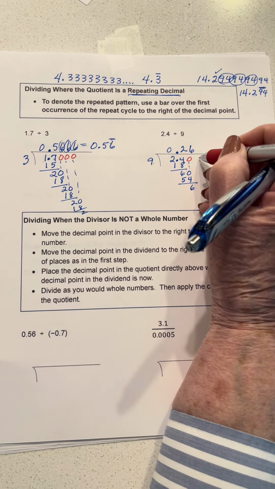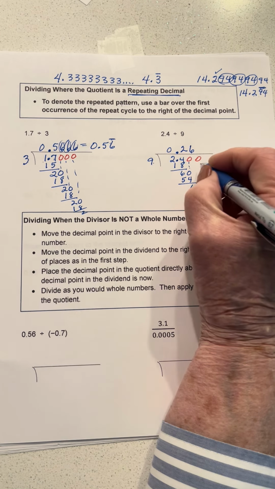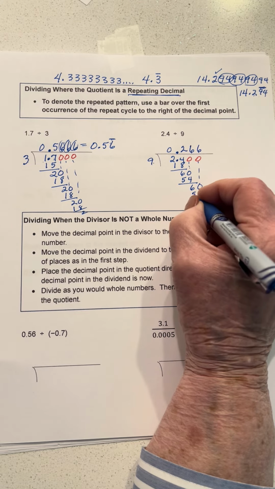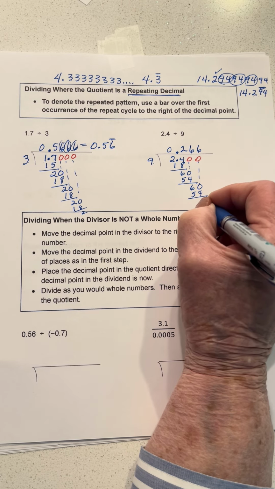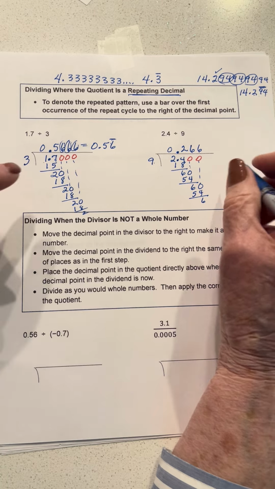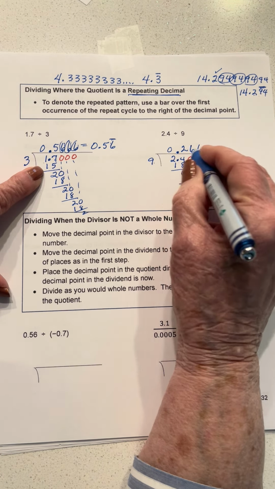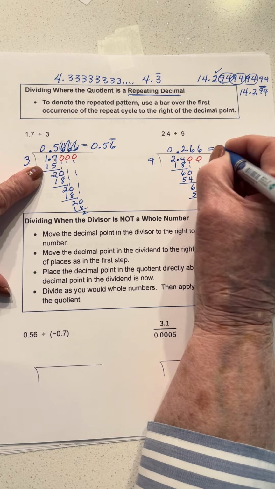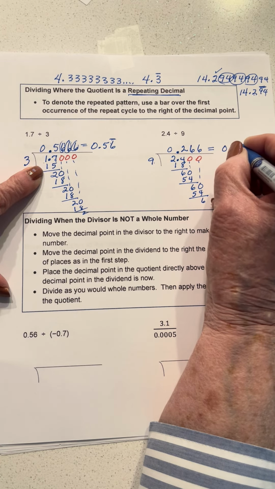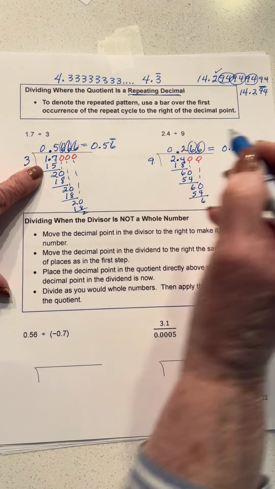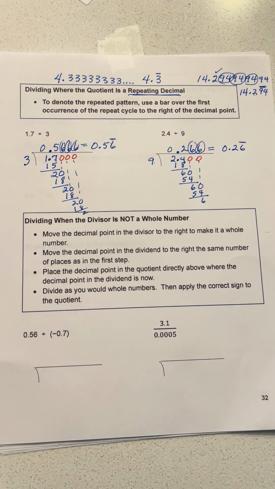Oh my goodness, do you see it's going to happen again? We're bringing down the next 0. It goes 6 times, which is 54, with 6 left over. No matter how many zeros we add, we're going to have the same thing. It's going to repeat this. So we're going to write our answer with the bar over the 6 because it's the 6 that continues to repeat.